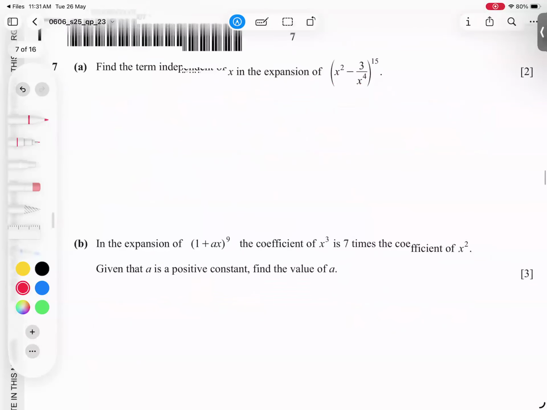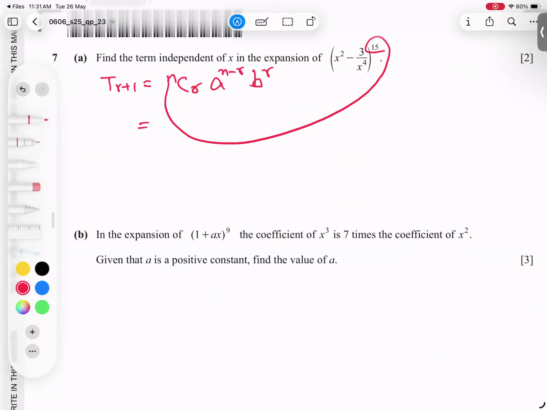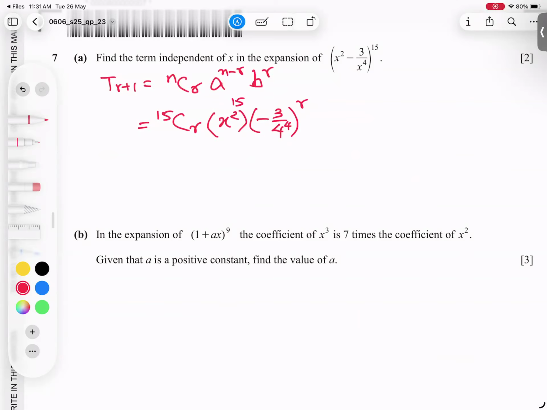Question number 7. Independent of x term we need in this expansion for 2 marks. We have a special formula T(r+1) = nCr a^(n-r) b^r. What is n? The power. What is a? First term. What is b? Second term, including negative sign. Don't forget the sign negative. And here 15 minus r power.